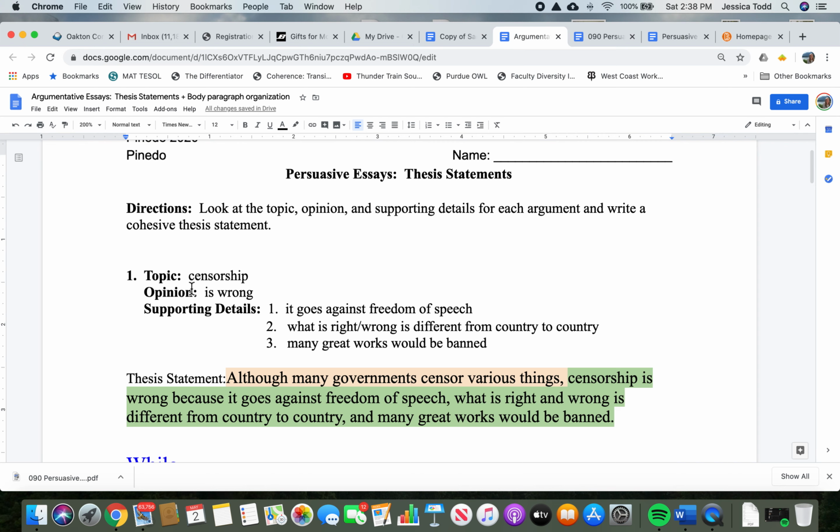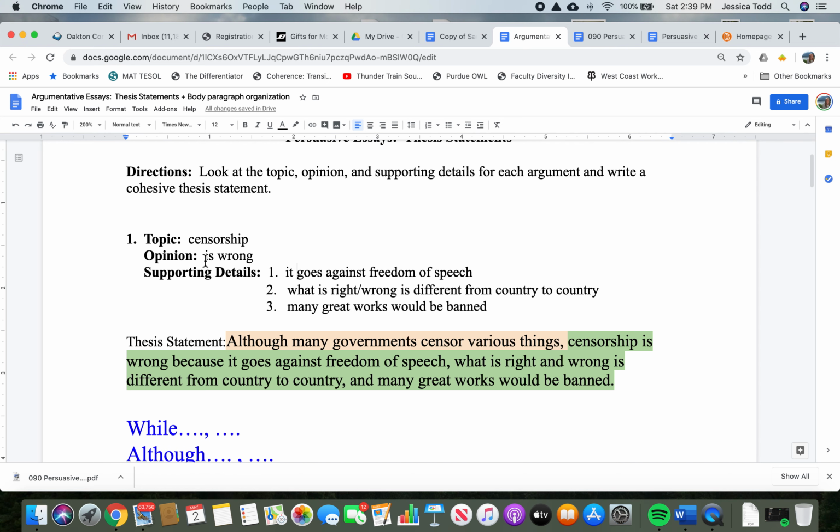So here, for example, the topic is censorship, right? When you censor what people can say or not say, do or not do. So this says censorship is wrong. That's my opinion about it, right? So that's ultimately what I want to say in the second half of the thesis statement. And then these are the details. These are the three reasons why I believe censorship is wrong.